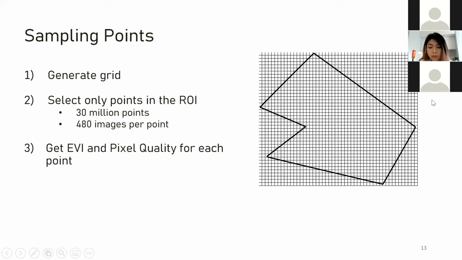And for our region of interest that I showed in the previous slide, we have 13 million points, and each point has 480 images.